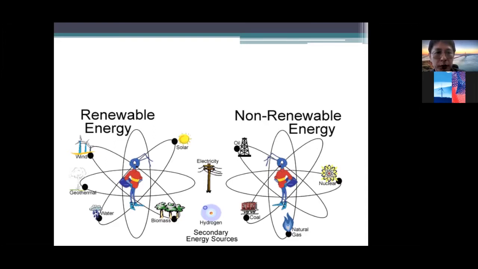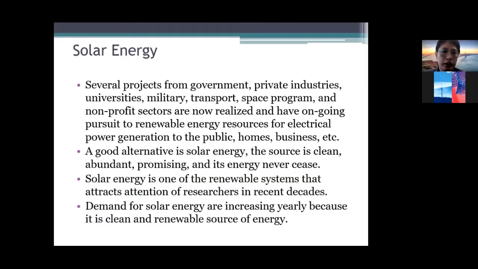Speaking of renewable energy, the focus of my talk will be all about solar PV. And solar energy, in the case of Philippines, there are a lot of projects that are currently being done right now by government, by private industries, and several universities here in the Philippines, as well as military research, transportation, and space program related with the usage of solar energy.